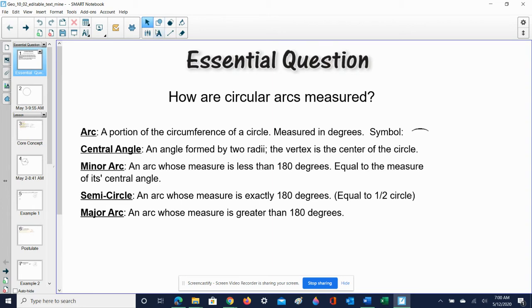So, a couple of things that we did yesterday. We talked about an arc, a minor arc, semicircle, and major arc. So, today we want to talk about a central angle. Central angle is just what it sounds like. It's an angle whose vertex is the center of the circle.